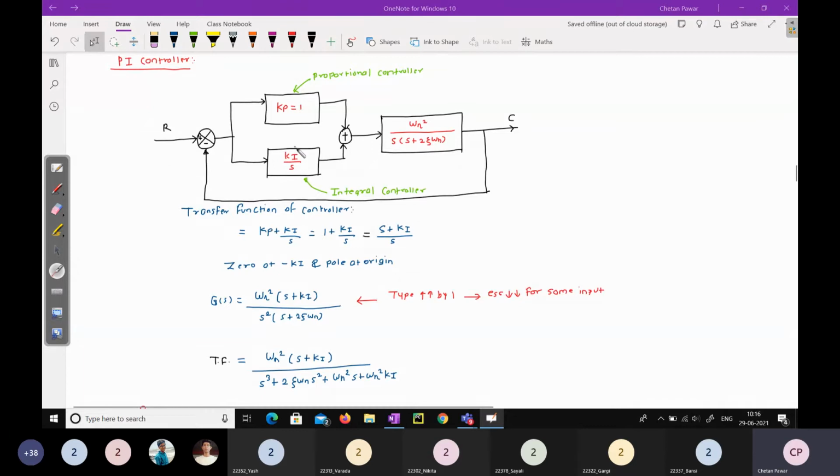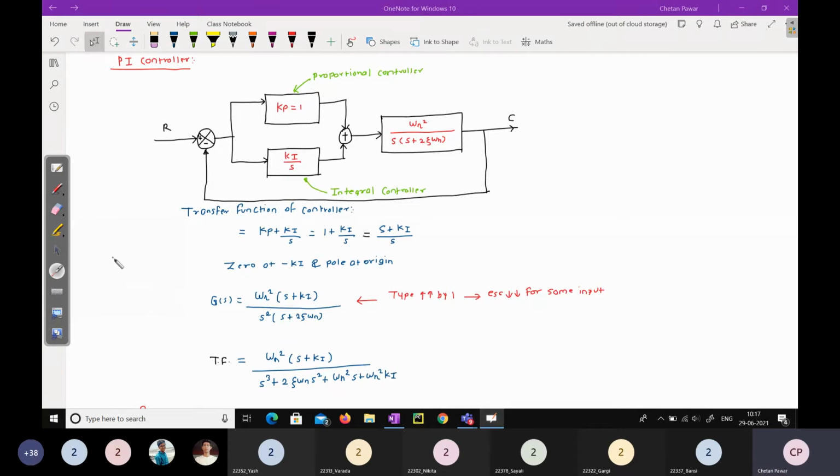Now, if I include this particular PI controller in a system, the type of the system will increase. This is the overall forward path transfer function when we include this controller block. Because there is one pole at the origin in the transfer function of this controller, the type of the system will increase. Similarly, here also the steady state error will decrease.